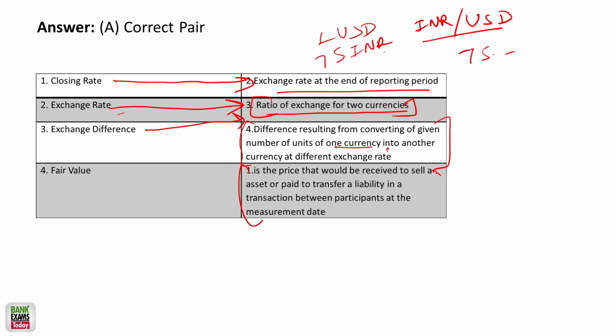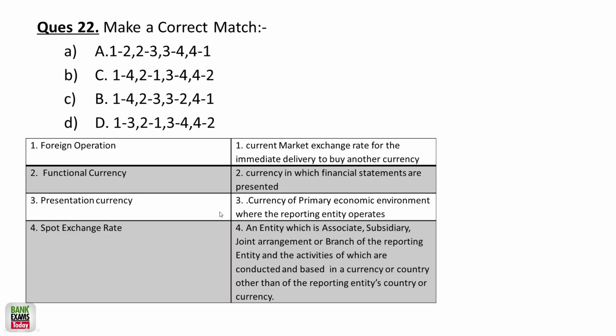The fair value is the price that would be received to sell an asset, or paid to transfer a liability in a transaction between market participants at the measurement date. So that is fair value. Quite simple, right? It's not that difficult.